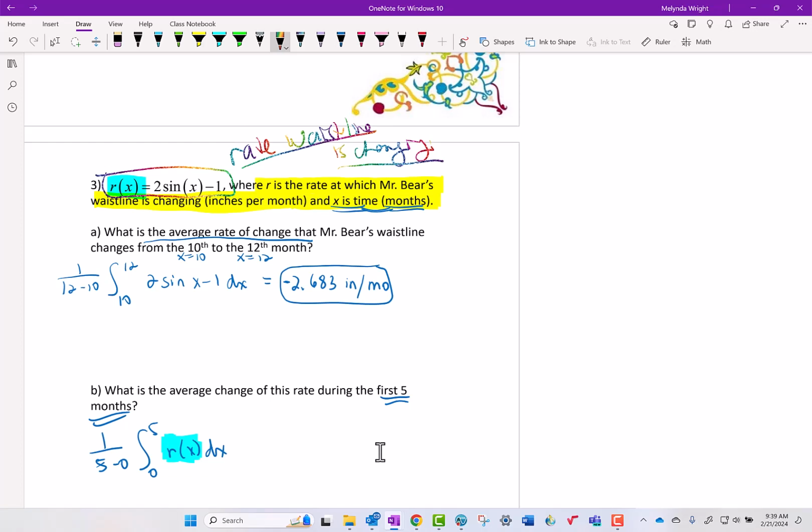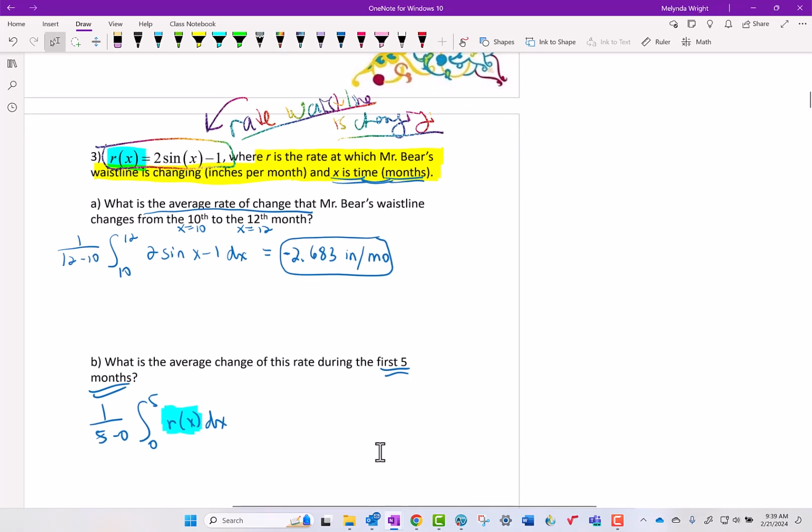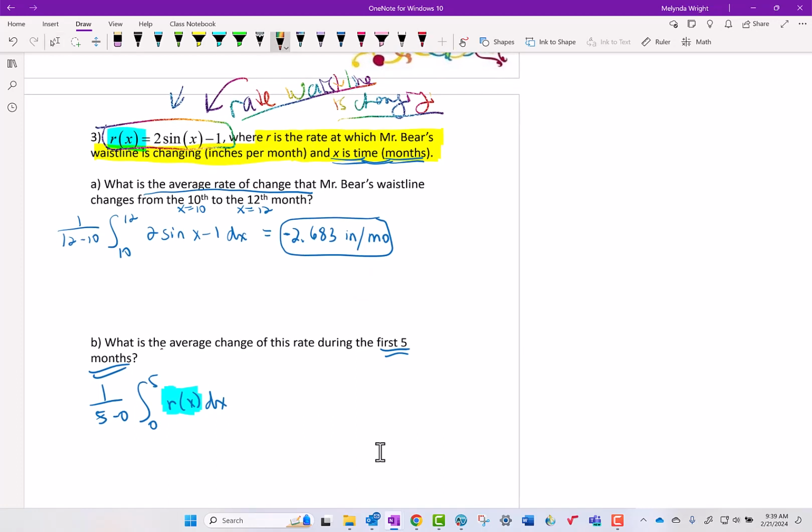Okay. So let's say we wanted to know what was the rate that the waistline was changing at 5 months. We would plug a 5 into this formula, right? With me? If they asked us what was the rate that the waistline was changing at 5 months, we would plug into the formula. But they want the average change of the rate.